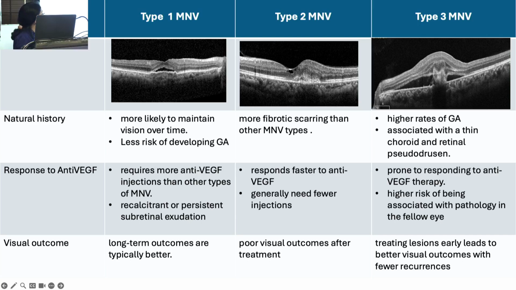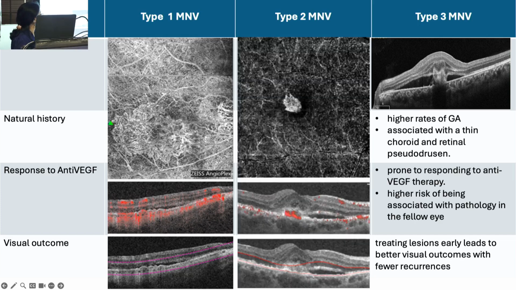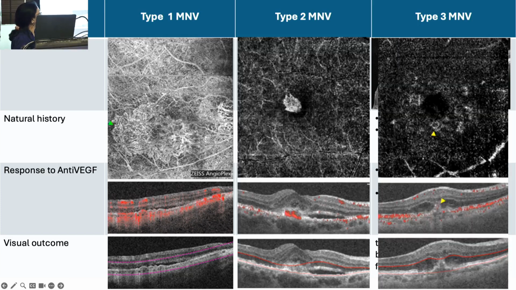Type 2, where the membrane is above the RPE, results in more fibrotic scarring as compared to the other MNV types, and that in turn results in a poor visual outcome. However, it responds faster to the anti-VEGF. Type 3 or the RAP is associated with higher rates of geographic atrophy, pachychoroid and reticular pseudodrusen. Very important, they may have similar pathology in the fellow eye. If you look at the OCTA, you'll see flow: in type 1, flow under the RPE; in type 2, flow above the RPE; and in type 3, you'll see the flow coming in from the deep plexus to the outer retina.